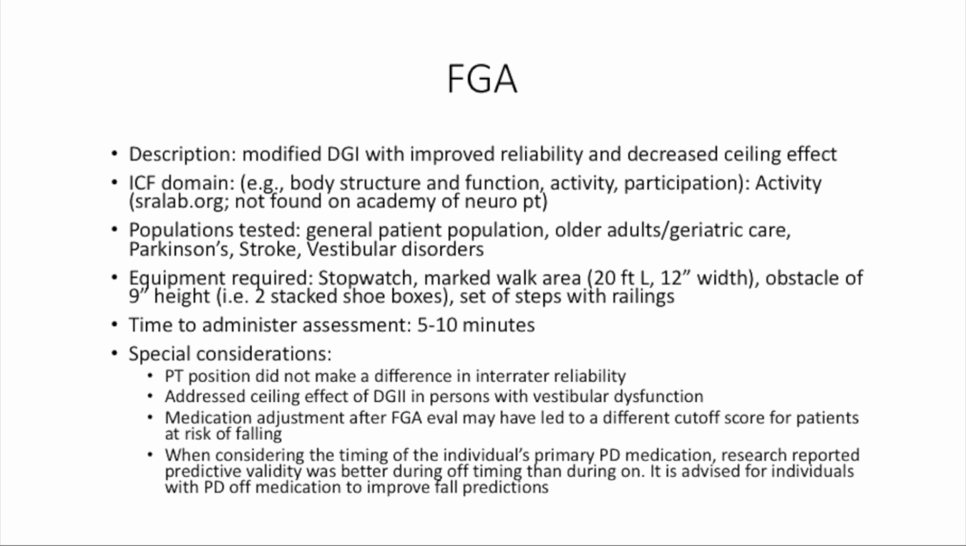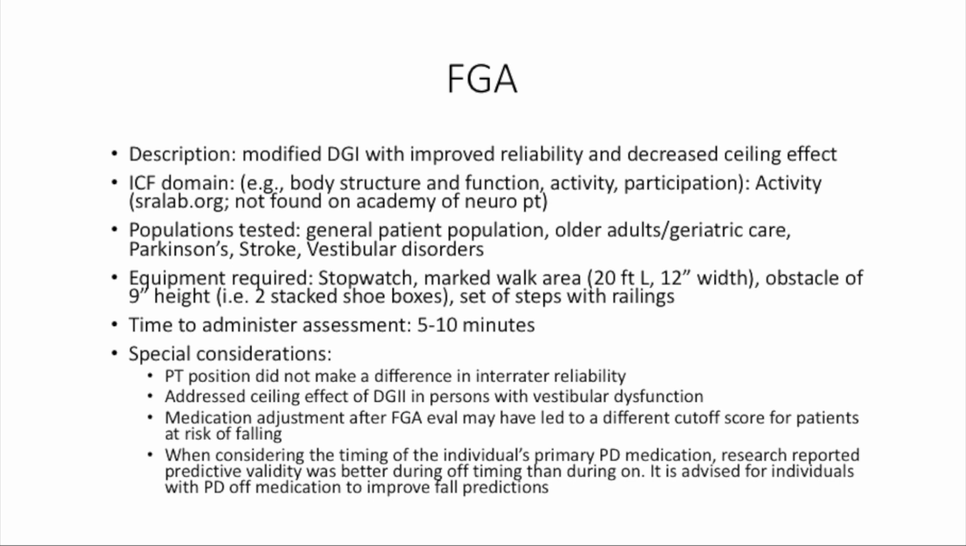The Functional Gait Assessment, FGA, is described as a modified DGI with improved reliability and decreased ceiling effect. The ICF domain is activity, and the populations tested are general patient populations, older adult and geriatric care, Parkinson's, stroke, vestibular disorders. Equipment required for the FGA includes a stopwatch, a marked walking area 20 feet long and 12 inches wide, an obstacle 9 inches high, and a set of steps with railings.